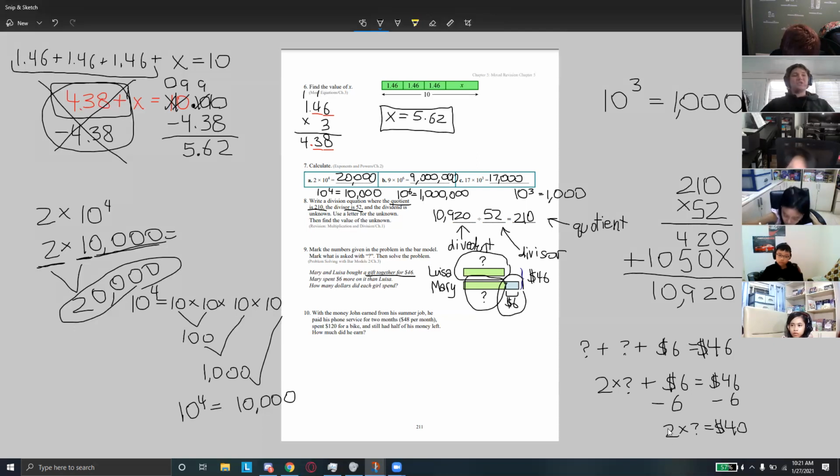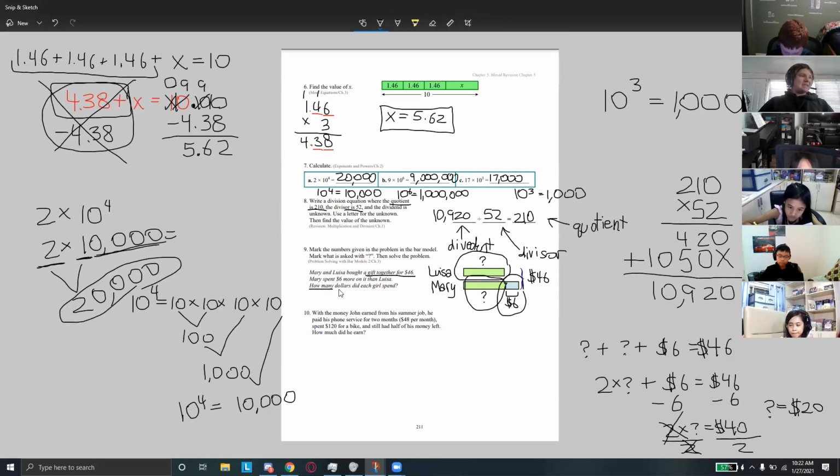So to get rid of this 2 times the question mark, I have to do the opposite of what times 2 is. And so I'm going to divide both sides by 2. So 2 divided by 2 will be nothing on this side. And $40 divided by 2 is $20, which leaves me with question mark is equal to $20. How much did each girl pay? Each girl paid at least $20.